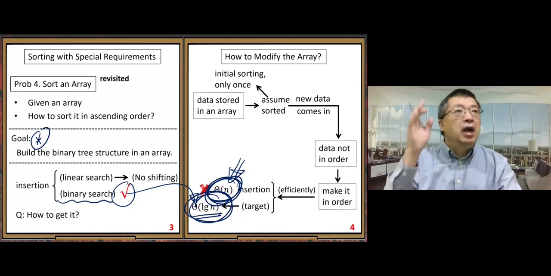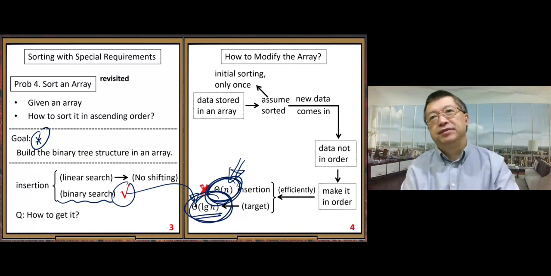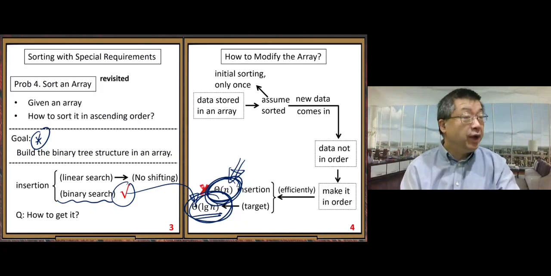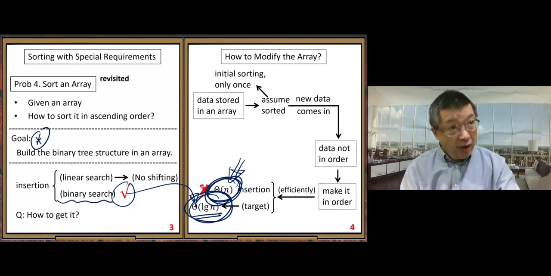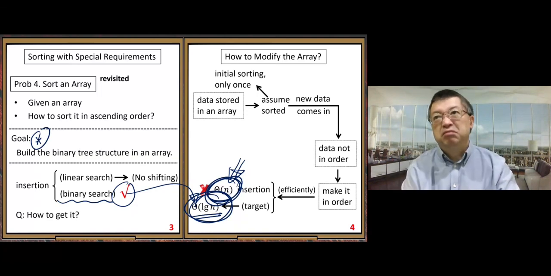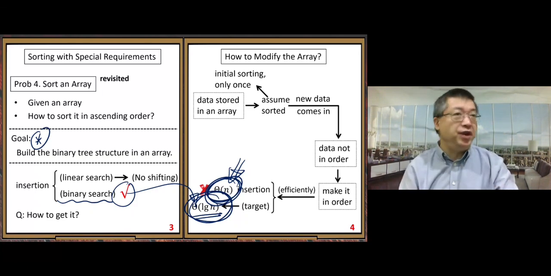Next question: how to get it? In our next video, we will look at how to build a binary tree structure in an array. If we can do that, then we can get our goal. So let's complete the first video.